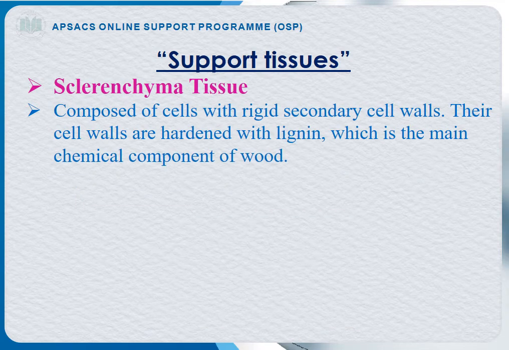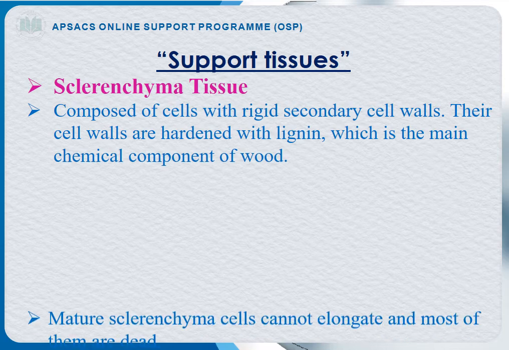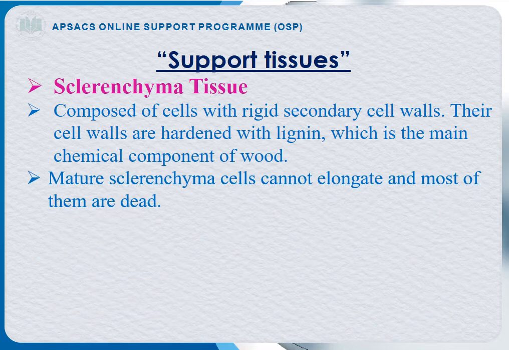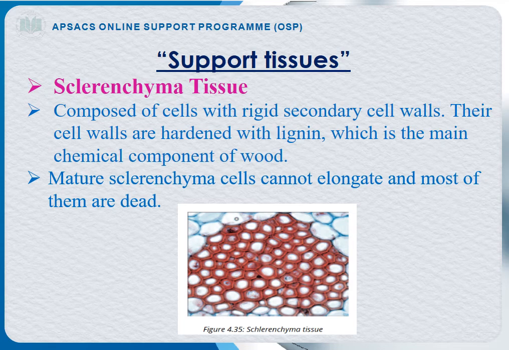Support tissues, its second type, that is sclerenchyma tissue. They are composed of cells with rigid secondary cell walls. Their cell walls are hardened with lignin, which is the main chemical component of wood. Mature sclerenchyma cells cannot elongate and most of them are dead.